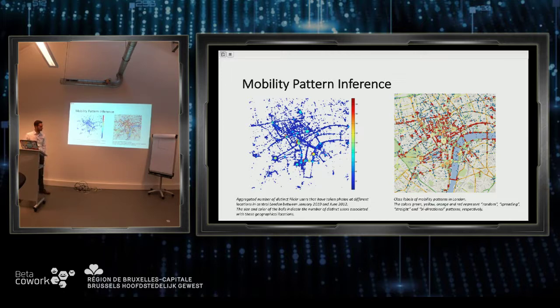For instance, this is very interesting. If you are, for example, in the center, you can see tourists that have a random walk in the center of the city. Or if you are in areas of the city where people are just moving to their job, you can have a straight or a bidirectional behavior. And then, using big data, using Flickr, you are able to understand the mobility patterns without actually having a sensor at every human being trying to analyze their patterns, right?